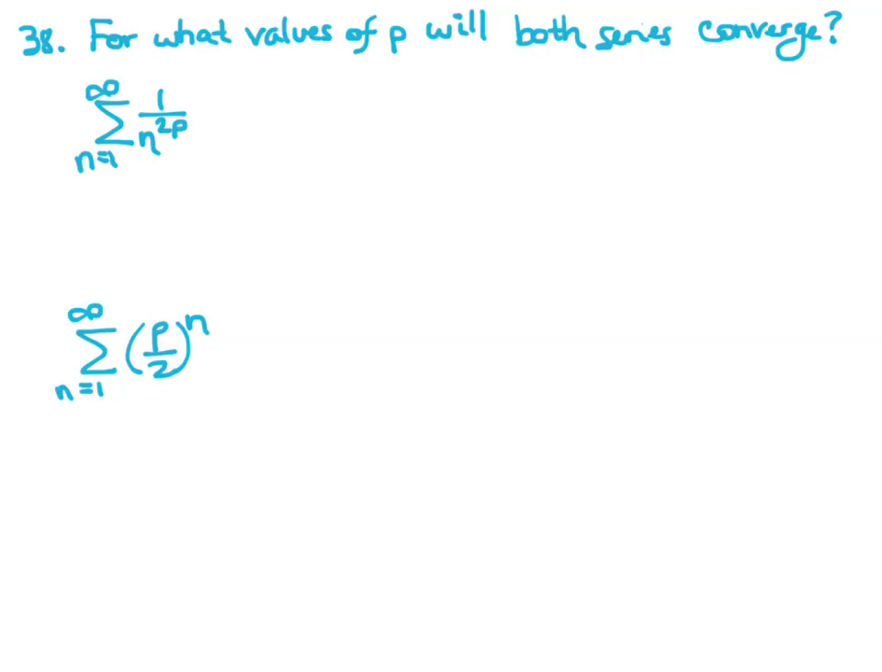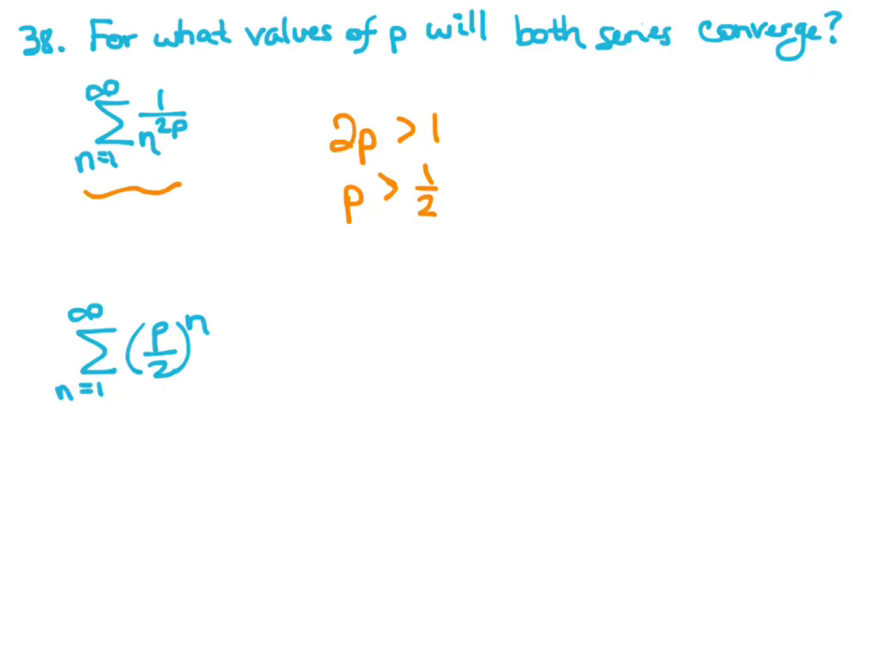Now the first example here, 1 over n to the 2p, this surely looks like a P series. And for a P series, that exponent 2p needs to be greater than 1 in order for the series to converge. And so if that's the case, then P needs to be greater than 1/2 in this particular series.